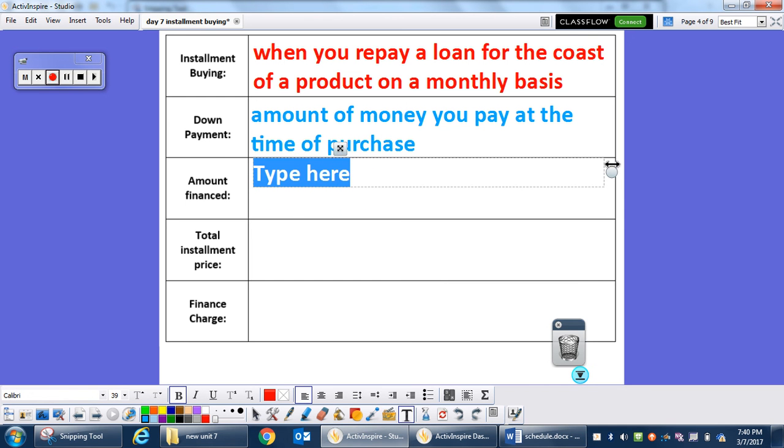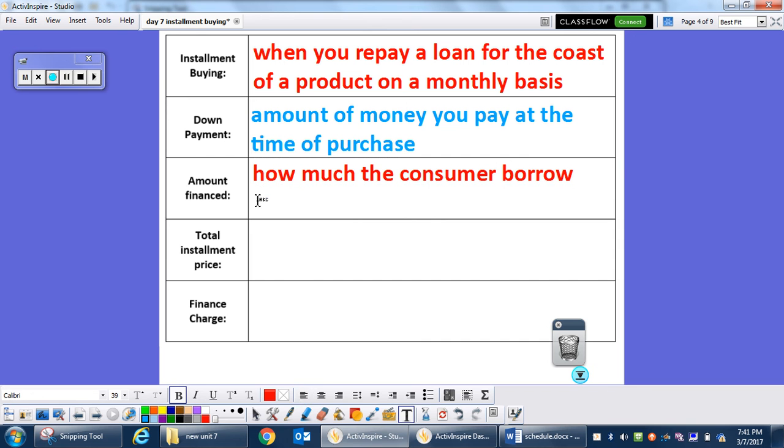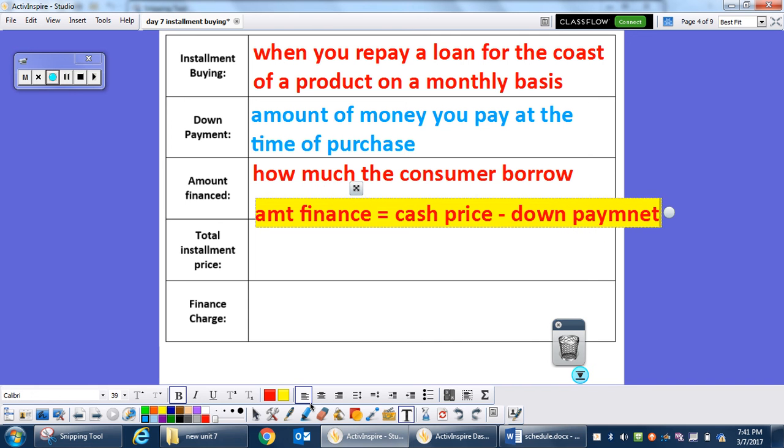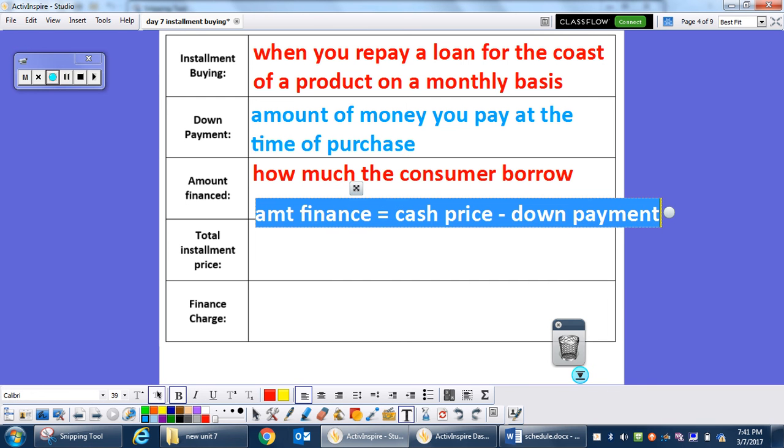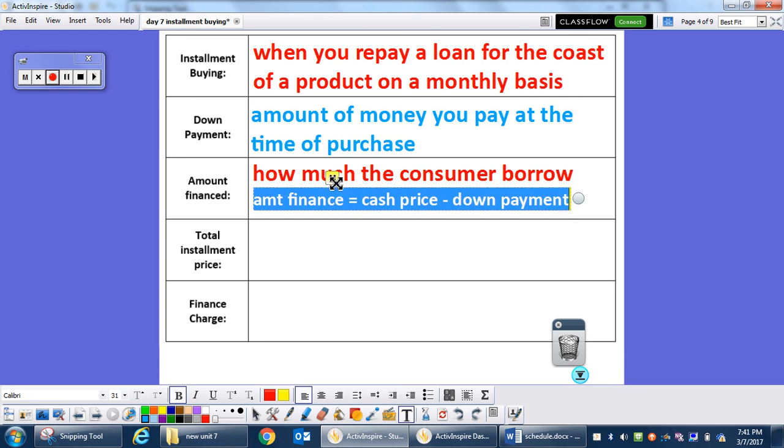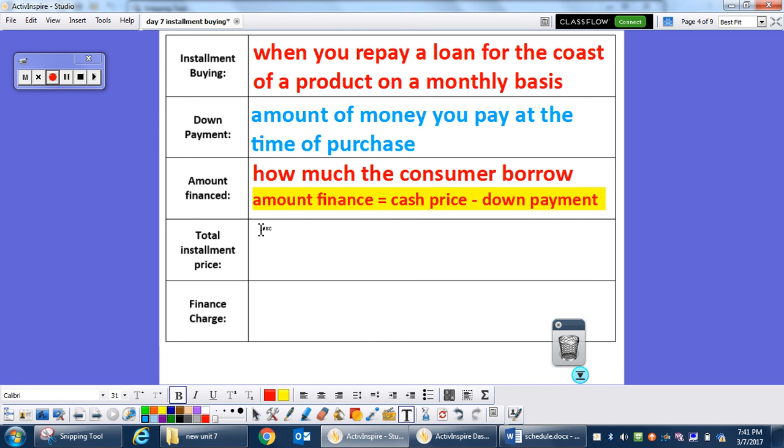So this is going to be how much we have to borrow, and we're going to be the consumer. Alright, and to calculate this, I'm going to abbreviate, amount financed equals cash price, so how much the item actually costs, minus the down payment. Okay? So however much you're going to finance, you take out the actual down payment, and whatever's left is what you're going to have to finance.